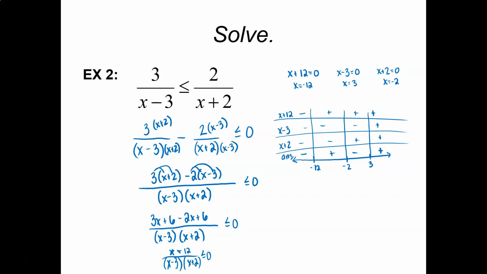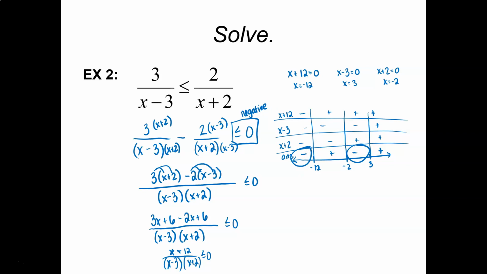So, to give our answers for this one, Hallie, are our answers going to be the negative sections or the positive sections? Negative, because right here, we've got that less than or equal to 0. That tells us negative. So we're looking at these two sections right here as our answers.